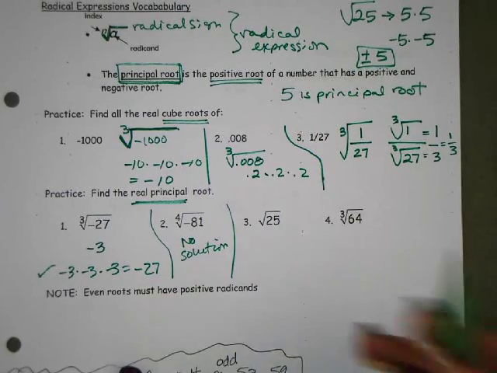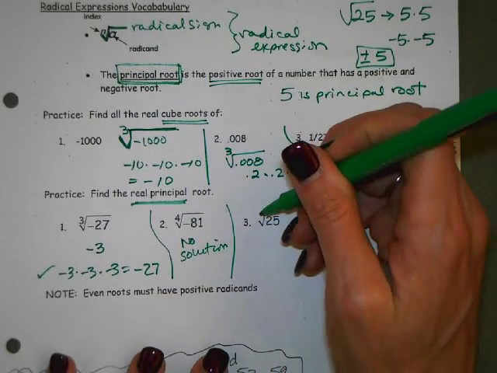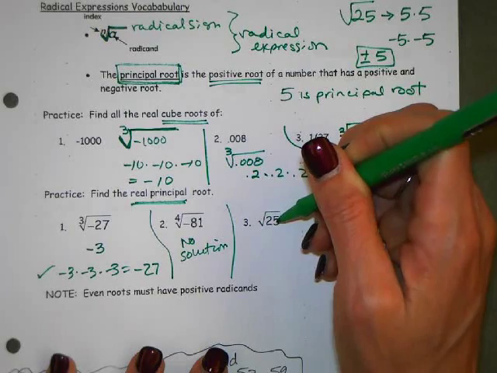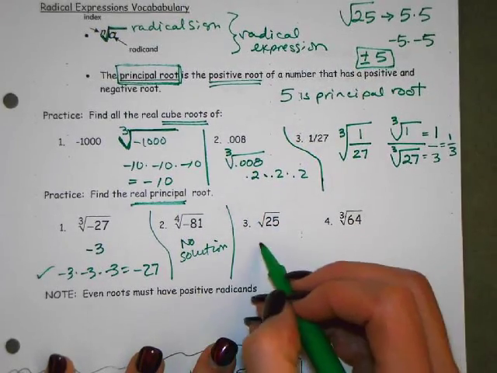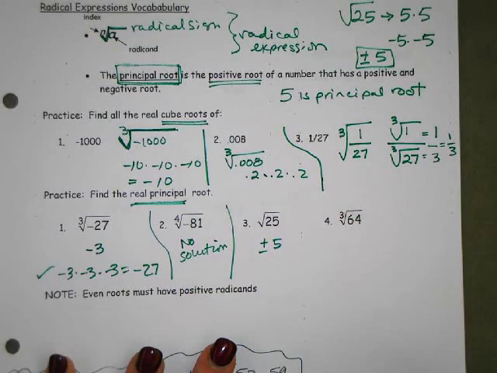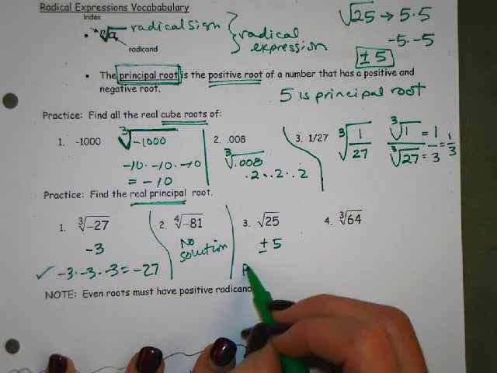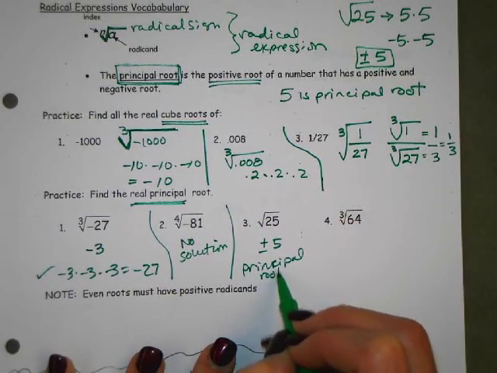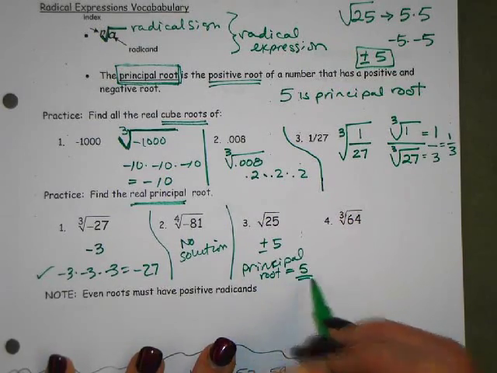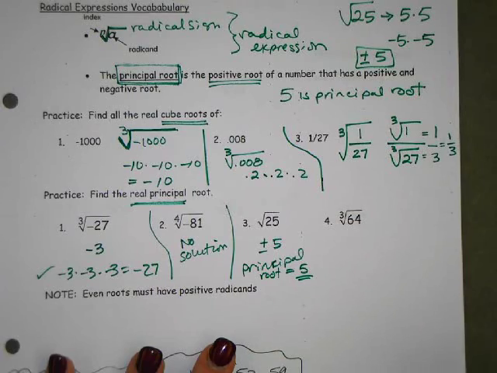Okay? How about square root of 25? So again, it's implied 2, so what number do I need to multiply by myself 2 times to get 25? Plus or minus 5, so therefore the principal root is 5. The principal root is going to be 5 because it's the positive answer when there's 2.